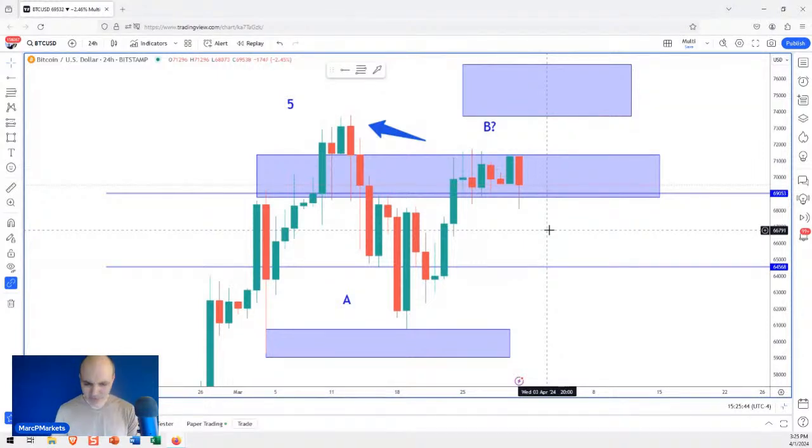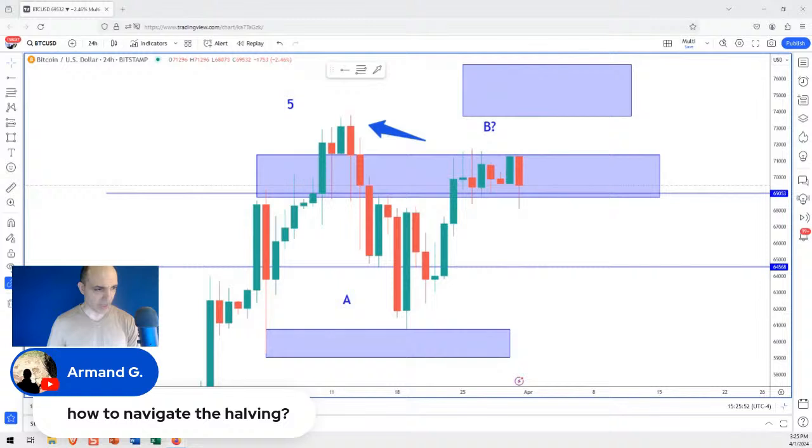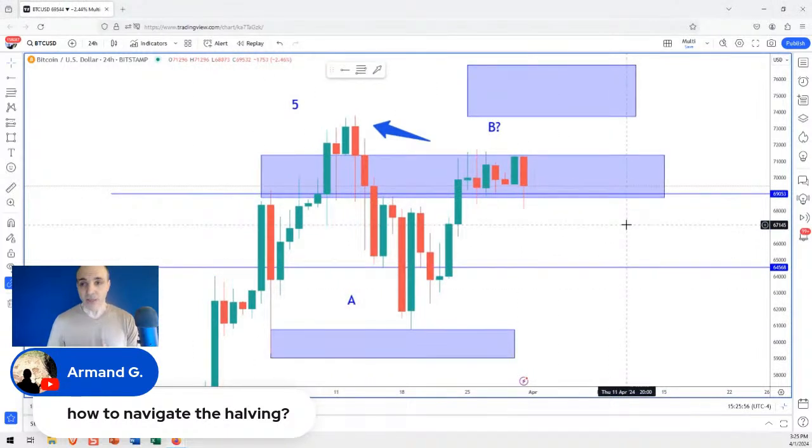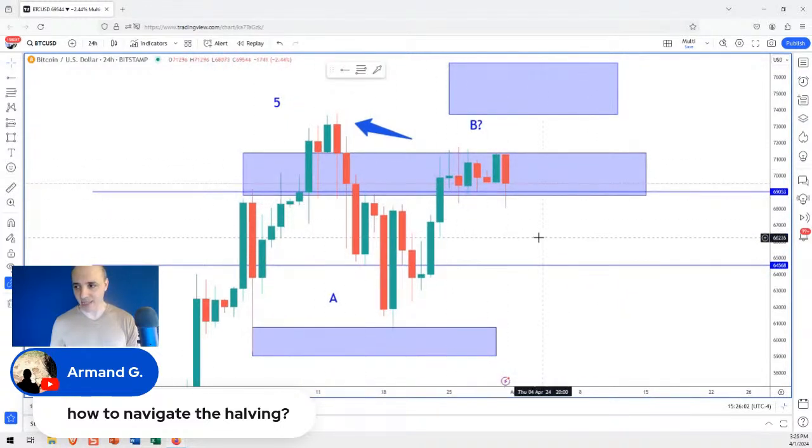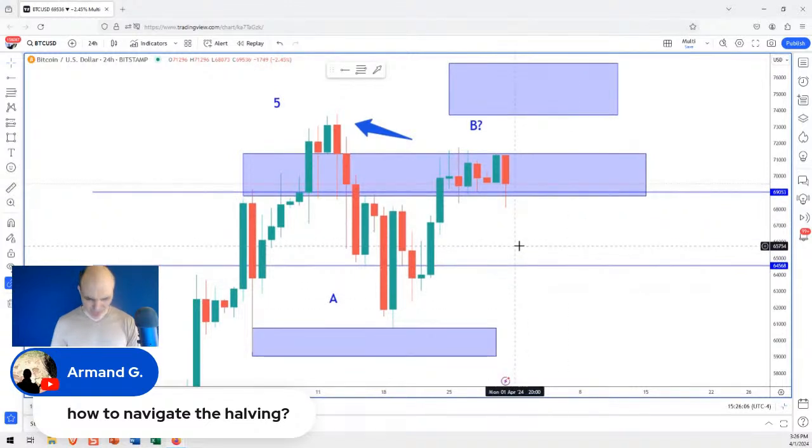All right. So how to navigate the halving, Armin asks. Now, here's the thing. I'm going to put the question up so people can see it. See, that's what Armin asks. How to navigate the halving? Well, the halving, do you have the date exactly? I don't know the exact date. I know it's like 2 weeks away or something like that. What's the exact date? Anyone? Can anyone tell me? And we'll put it on the chart here.